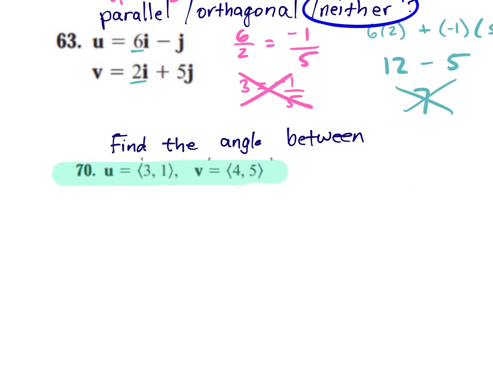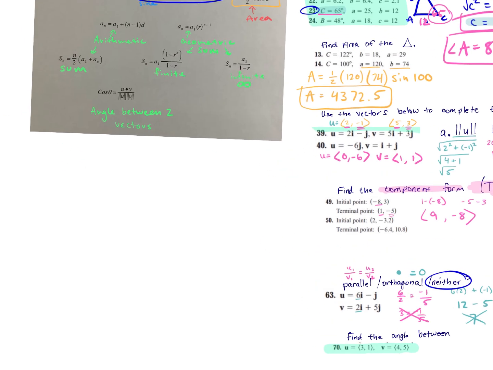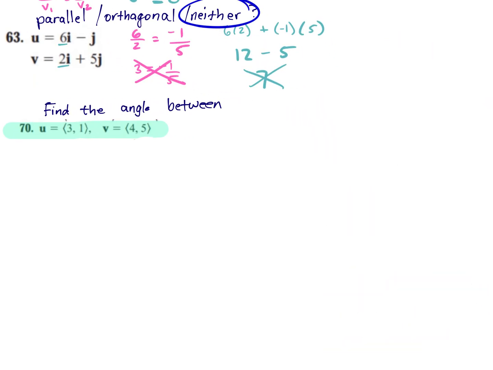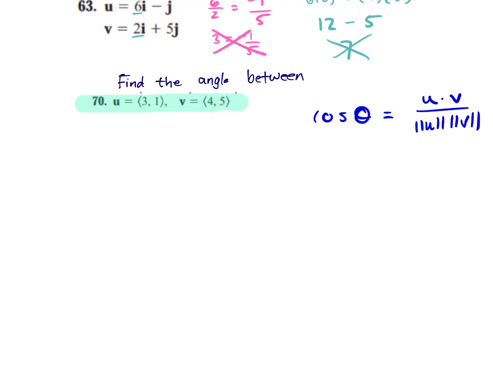Now we want to find the angle between our two vectors. So we're going to go back to our formula up here. The angle between two vectors: cosine of theta equals the dot product over the magnitude of u times the magnitude of v. So there are three things we have to find before we can even plug them into our formula. We need to find the dot product, the magnitude of u, and the magnitude of v.